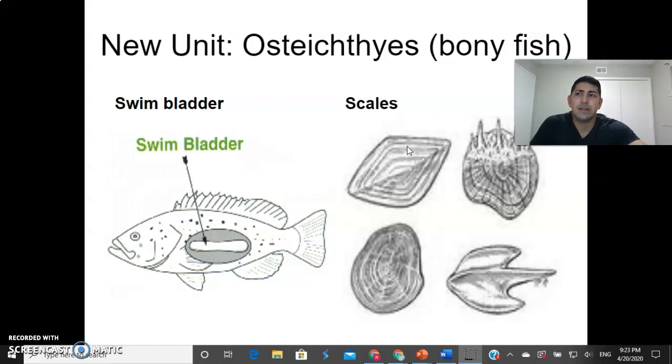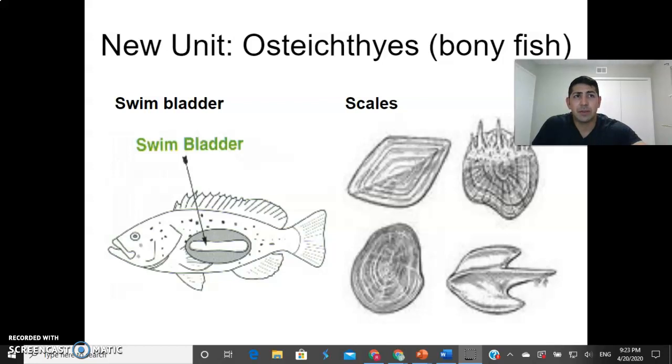All right, and now on to the scales. We're going to be talking about scales in the second portion of today's lecture. Scales are small hard plates. They're like fingernails that cover the body for protection. The scales overlap to form a flexible armor plating to protect from predators and bruising.